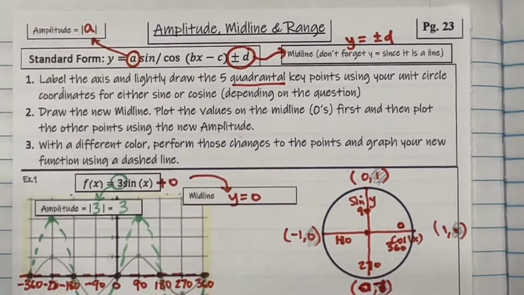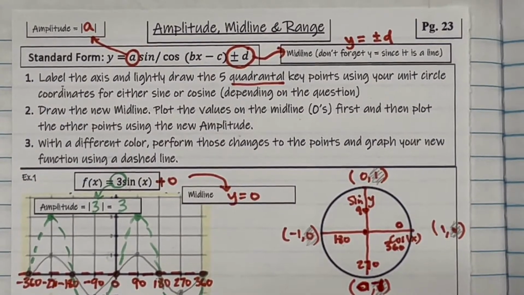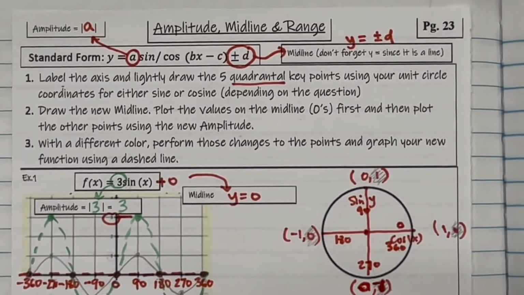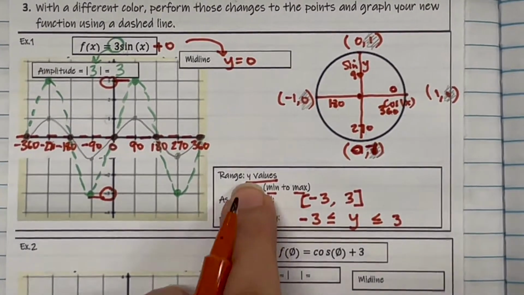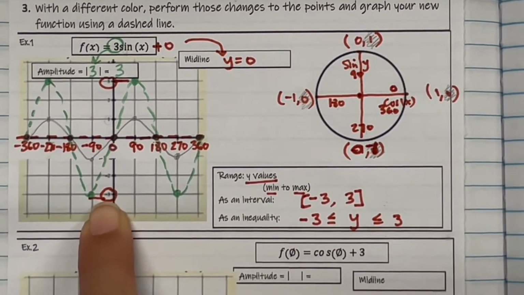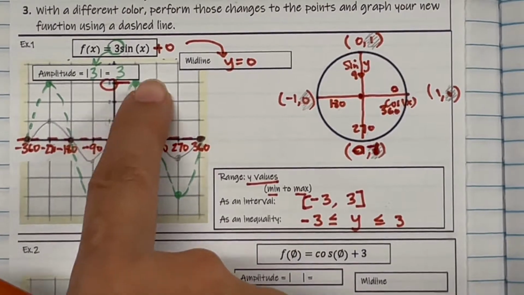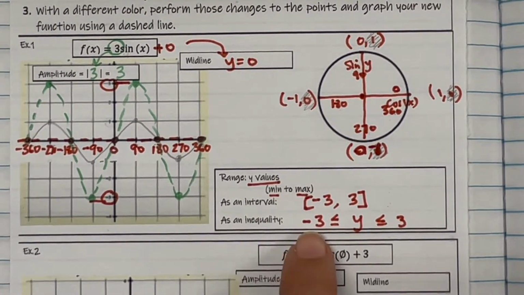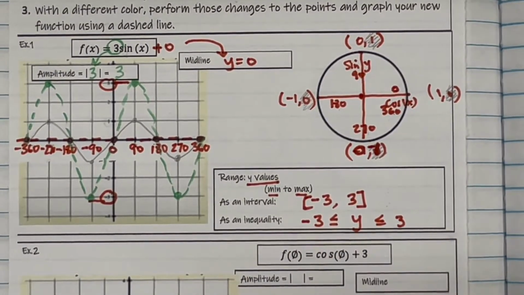Your range is your minimum value to your maximum value. So the very bottom of the graph is at negative 3. The very top of the graph is at positive 3. And this is how you write it. So bottom of the graph, negative 3. Top of the graph, positive 3. And then you enclose it in closed parentheses. And if you're writing it as an inequality, you write it as an inequality with y in the middle.